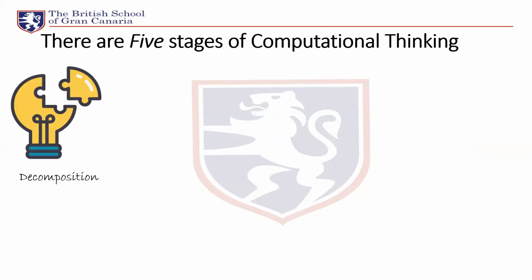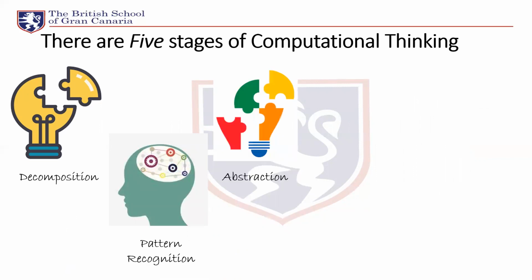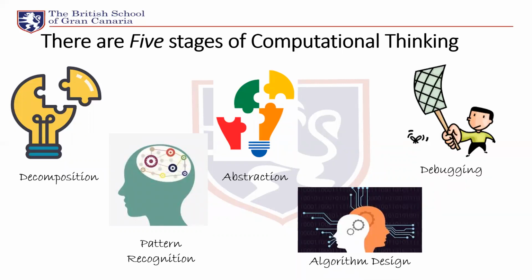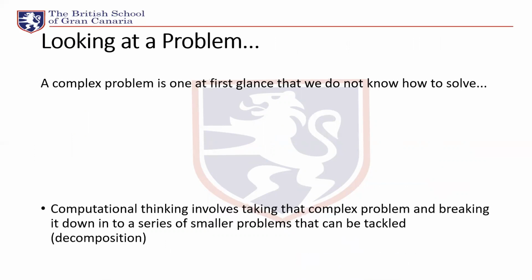Okay, so there are 5 stages of computational thinking. One stage is decomposition. Another stage is pattern recognition, abstraction, algorithm design, and then debugging. So we're going to look at the problem. A complex problem, at first glance, we simply don't know how to solve it. When you first look at a problem, it can be overwhelming and we don't know how to solve it.